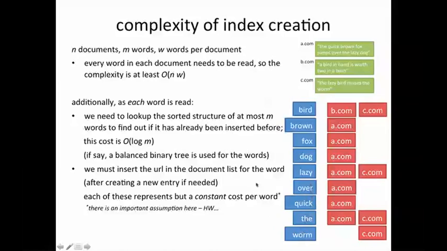But suppose the word already exists and there are thousands of documents already against it, then it's not that clear that it's a constant cost to insert the fresh ID in an existing long list of IDs. So there's an important assumption that this is going to be a constant cost, and the reason for that assumption we'll come to in a later lecture. But for the moment, we'll go ahead with that assumption.